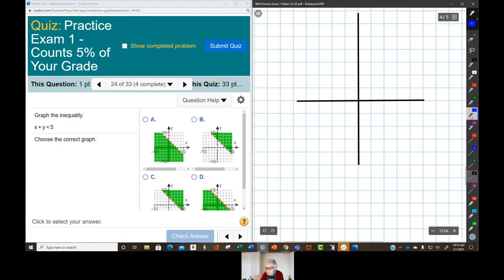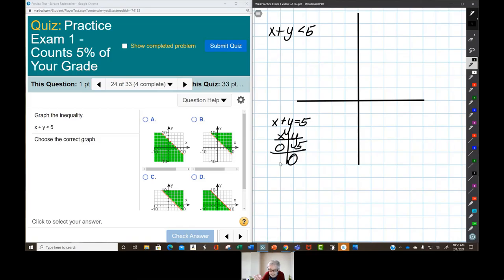Okay, so x plus y is less than 5. Now I'm going to come down here and turn it into an equation so that I can graph just the line. Then I worry about the shading afterwards. So, these are pretty easy. If x is 0, then y is 5. If y is 0, then x is 5. And so, 1, 2, 3, 4, 5. And 1, 2, 3, 4, 5.